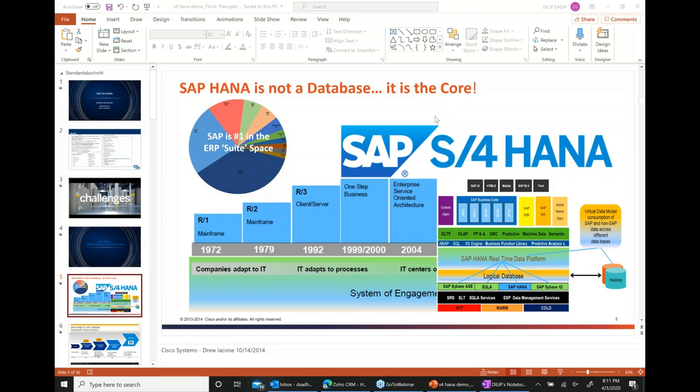Was SAP HANA database used in ECC? You could use it in ECC. It is not mandatory. You had an option.